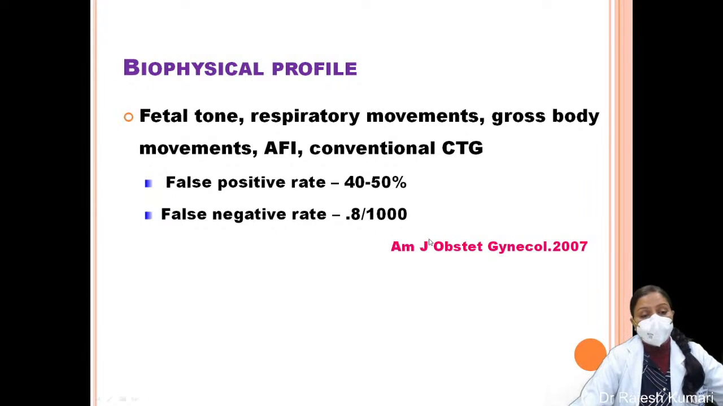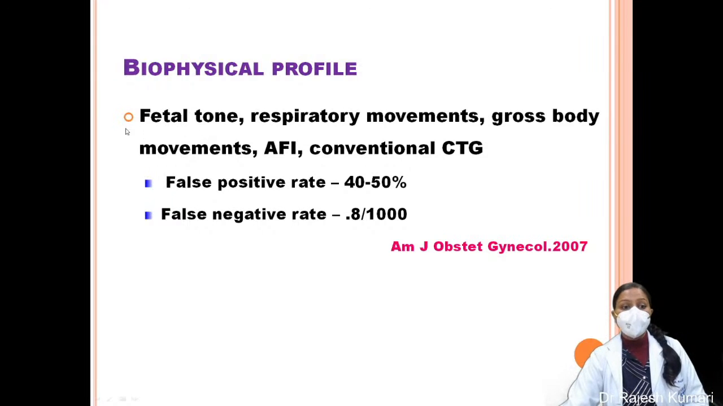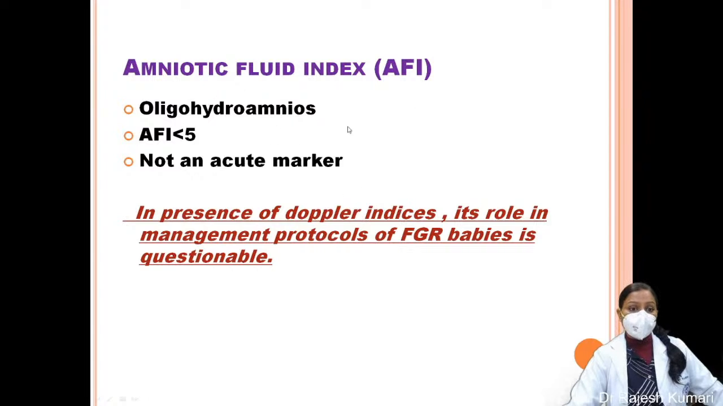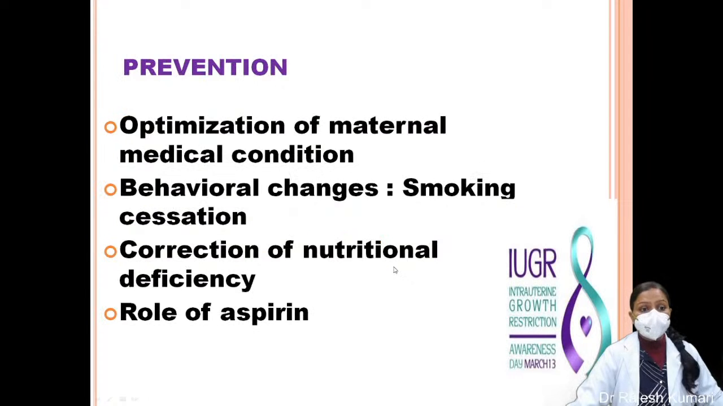So biophysical profile includes fetal tone, respiratory movement, gross body movement, AFI and conventional CTG. False positive rate is 40 to 50%, false negative rate is 0.8 per 1000 deliveries. Amniotic fluid index: oligohydramnios, AFI less than 5, is not an acute marker in the presence of Doppler indices. Its role in the management protocol of FGR babies is questionable.